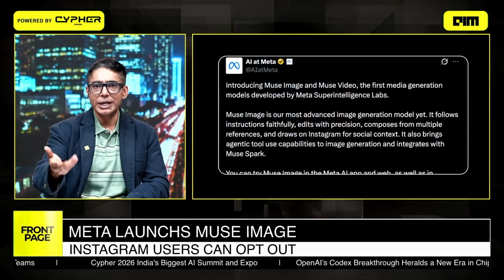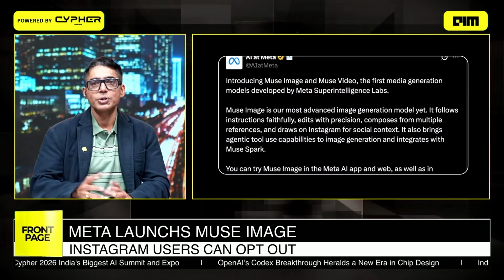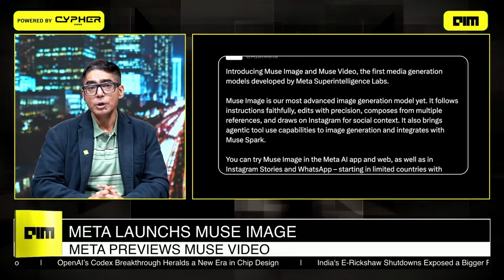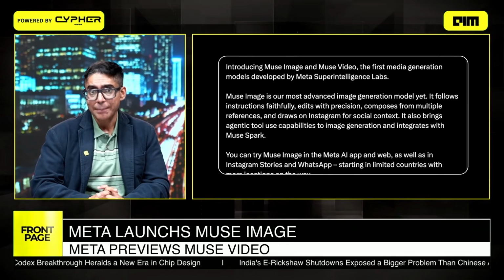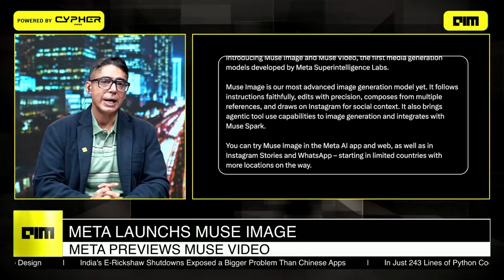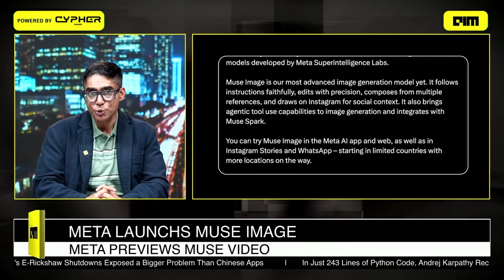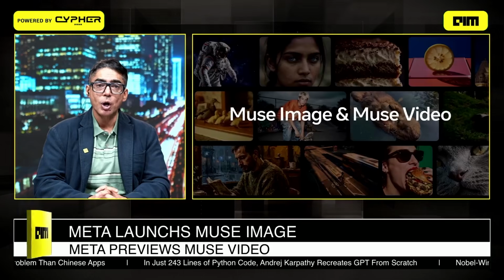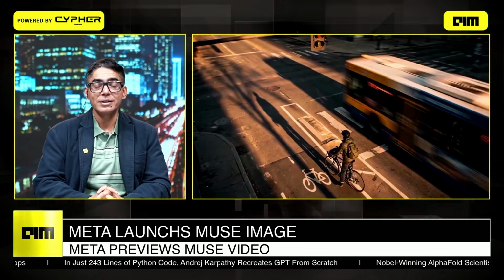Beyond personal creativity, Meta is positioning Muse as a business tool. Advertisers will eventually be able to use it for AI-generated campaigns. Instagram Stories is receiving more than 30 new AI effects powered by Muse. And the company has already confirmed that its AI video generation model, Muse Video, is under development.